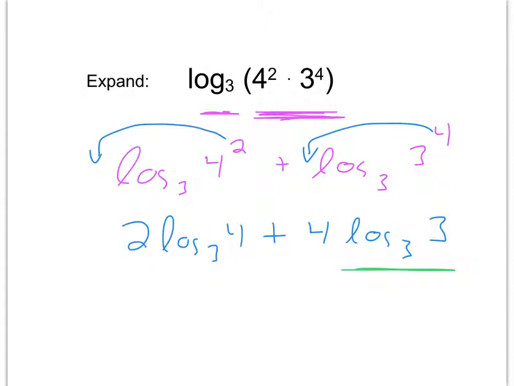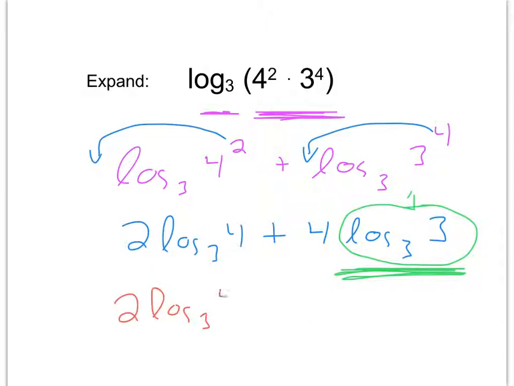I'm not quite done, because if I look right here, I see a log base 3 of 3, which, using my inverse property, I know is 1, so this whole thing right here just becomes 1. So what I have now is 2 log base 3 of 4 plus 4 times log base 3 of 3, which is 1. 4 times 1, which is 4.